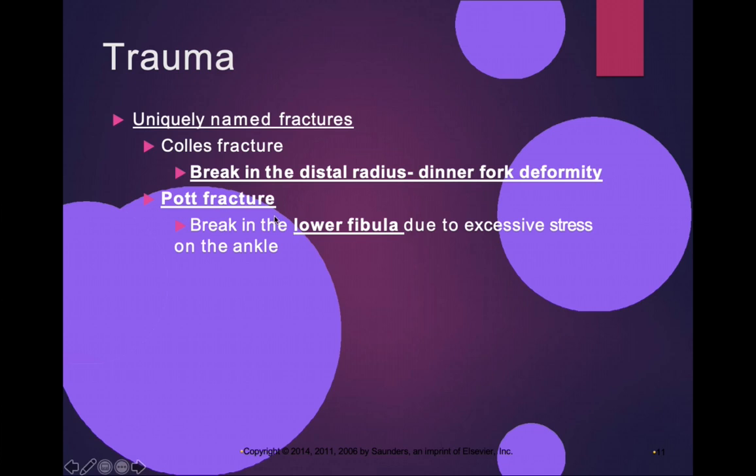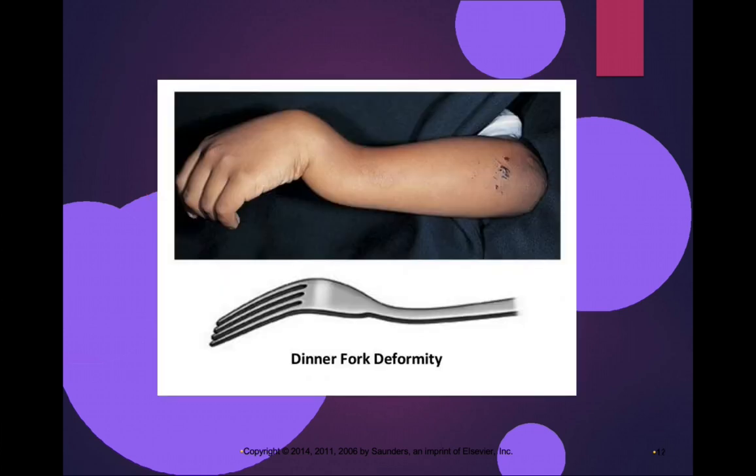A Pott's fracture is a break in the ankle region. It's the lower fibula where that lateral malleolus is due to excessive stress. Maybe the ankle rolls in or rolls out, or you slip off a curb or down the stairs. That creates a Pott fracture.